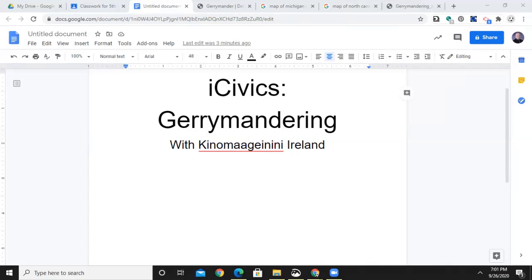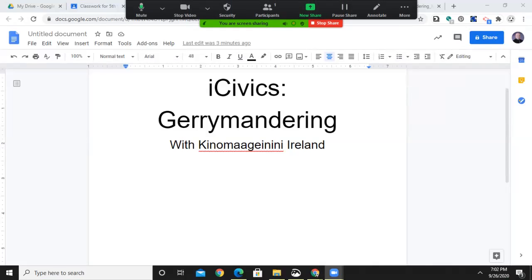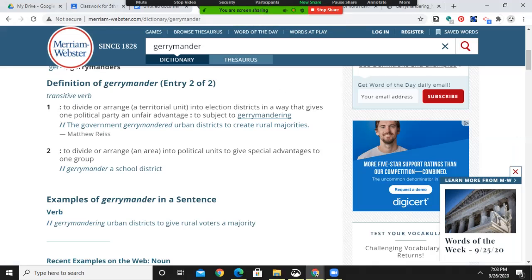If your first thought is, well, who's Jerry and is he a nice guy? You're probably not that different from many of the voters throughout our nation. But I want you to know that it's more than just Jerry, our good friend down the street. Let's begin with the definition of gerrymander. It is a transitive verb, not that you're really worried about that right now: to divide or arrange a territorial unit into election districts in a way that gives one political party an unfair advantage.